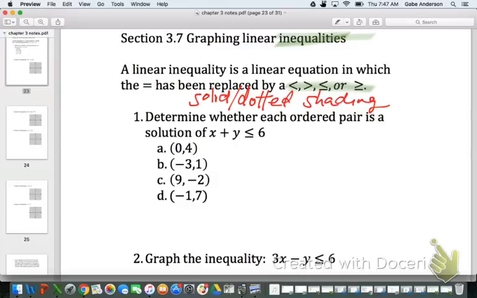But for now, I want to do another kind of check-in to make sure that we know how to check our answers. And so I thought we'd do number one first. This is quite similar to questions we've done in the past. I'll read it out loud here. It says, determine whether each ordered pair is a solution of x plus y is less than or equal to 6. So you basically have 4 opportunities to practice this. Basically, you got 4 answers.